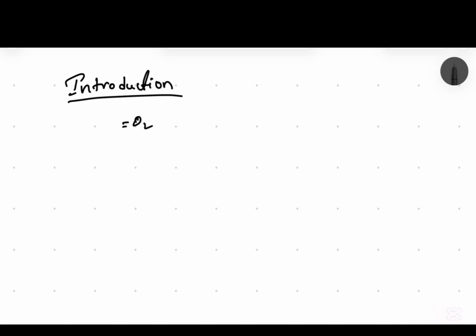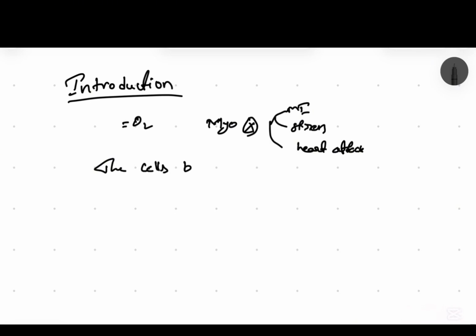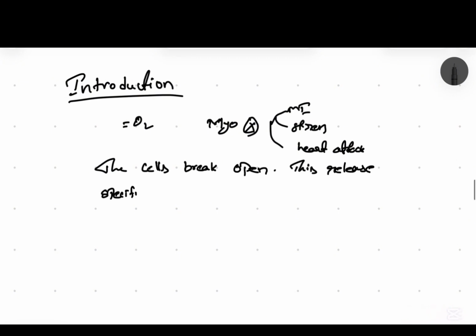The heart is a vital muscle that requires a constant supply of oxygen. When the heart muscle, known as the myocardium, is damaged, whether due to a heart attack, also called myocardial infarction, or extreme stress, the cardiac cells break open. This rupture releases specific enzymes and proteins into the bloodstream.